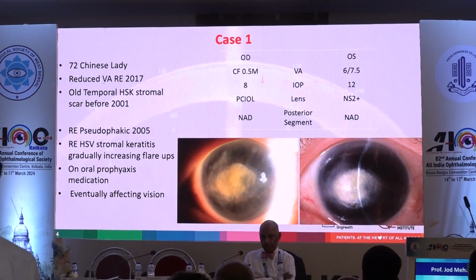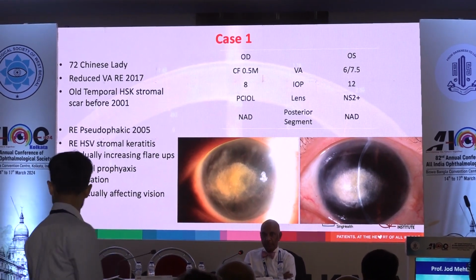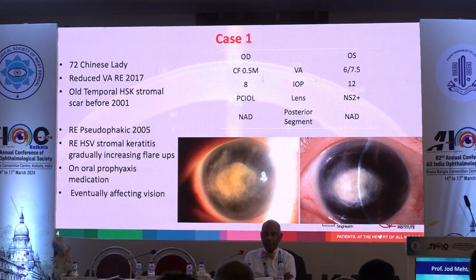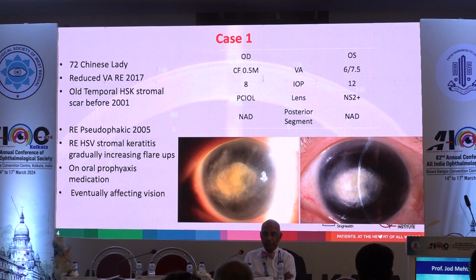I'll show you this case to start with. A 72-year-old Chinese lady. Professor Rao, most of my patients are Chinese. Right eye reduced visual acuity from herpes simplex with a recurrence. Right eye pseudophakic, and you can see the herpes simplex virus in the stroma. It increased and started affecting her vision. She was on oral prophylaxis, and her vision had dropped to count fingers.